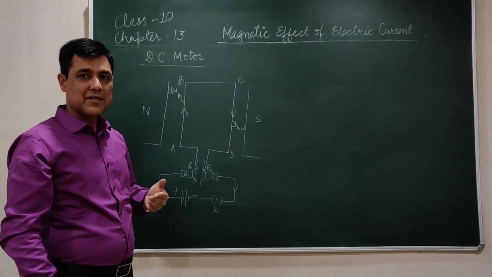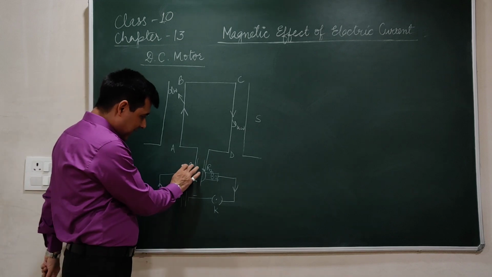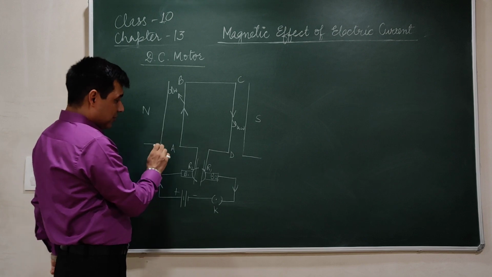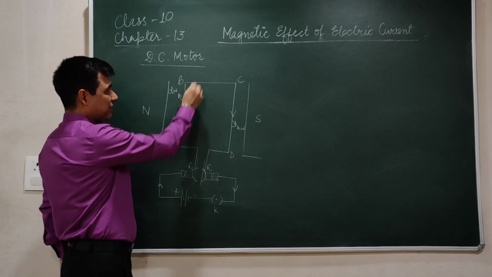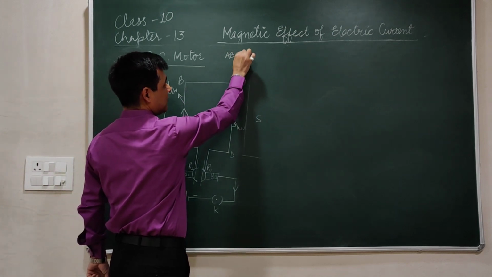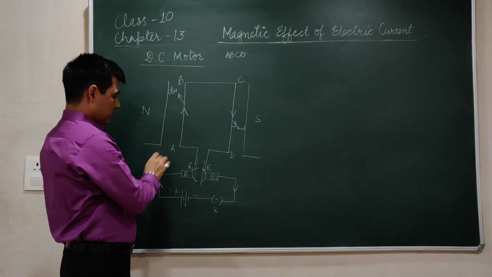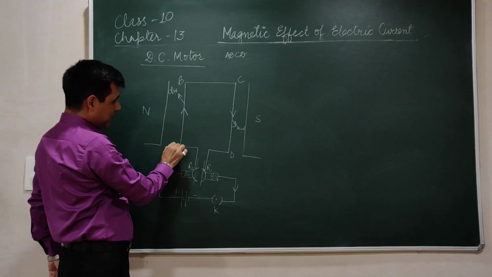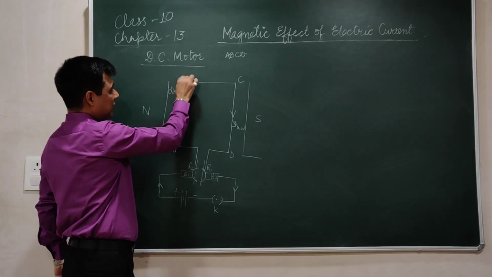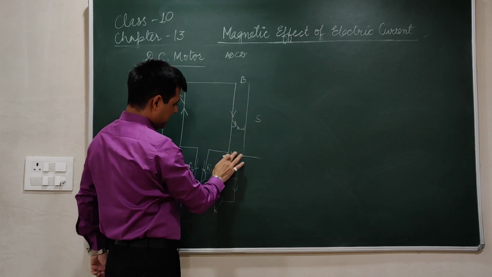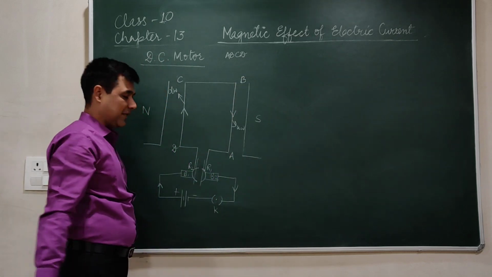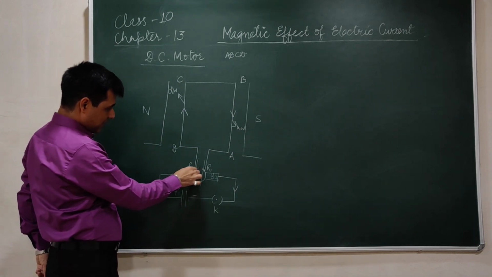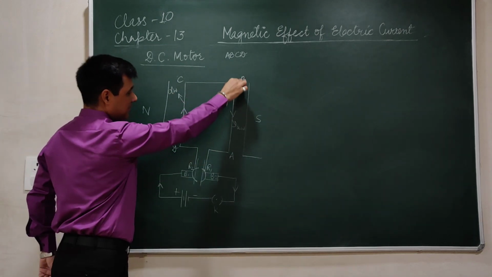So what happens after half cycle? After half cycle, this becomes R2, this becomes R1. Now, the direction of current in the first half was A, B, C, D. Now, this portion will change their position. After half rotation, the AB will become DC. So the direction of current now goes in this direction, D to C, B to A.